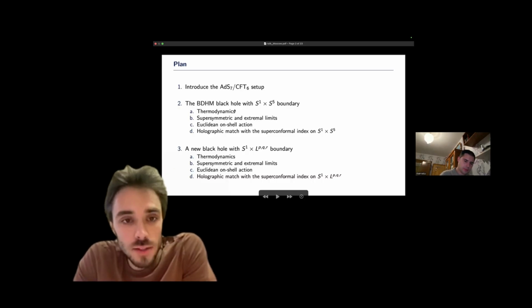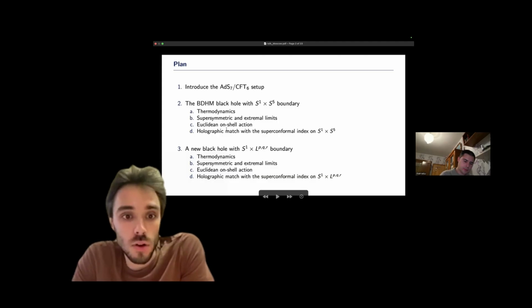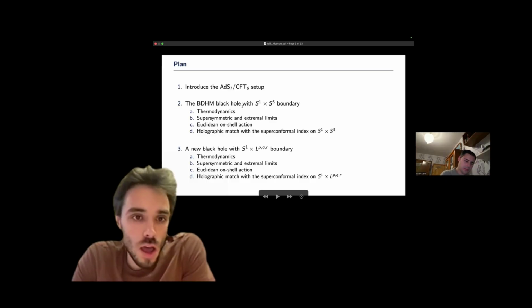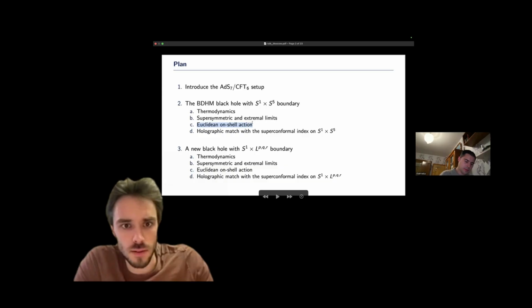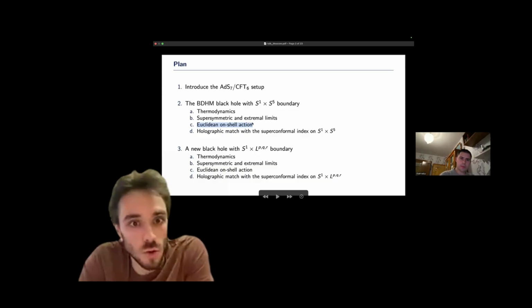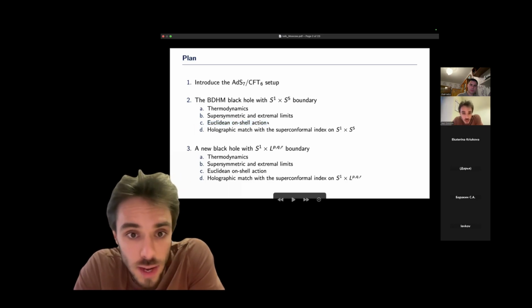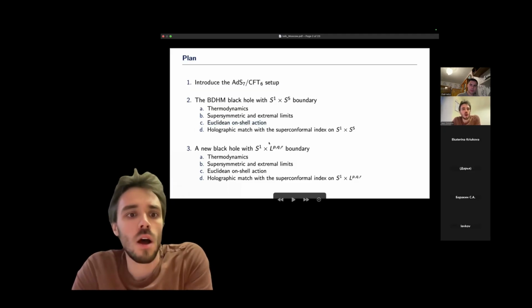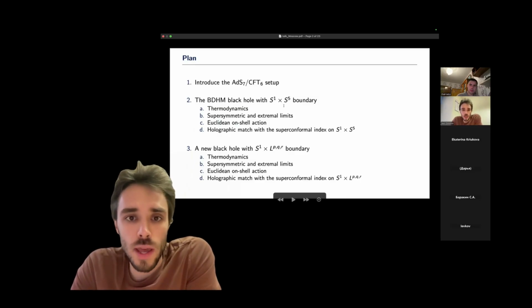And we're going to do the usual things. Discuss its thermodynamics, supersymmetric and extremal limits, Euclidean on-shell action, and then finally we're going to do a holographic match with the superconformal index. And in here, the calculation which is new is this part. It turns out that this on-shell action for this class of black holes is technically annoying to compute and nobody had done it. So now it's done.